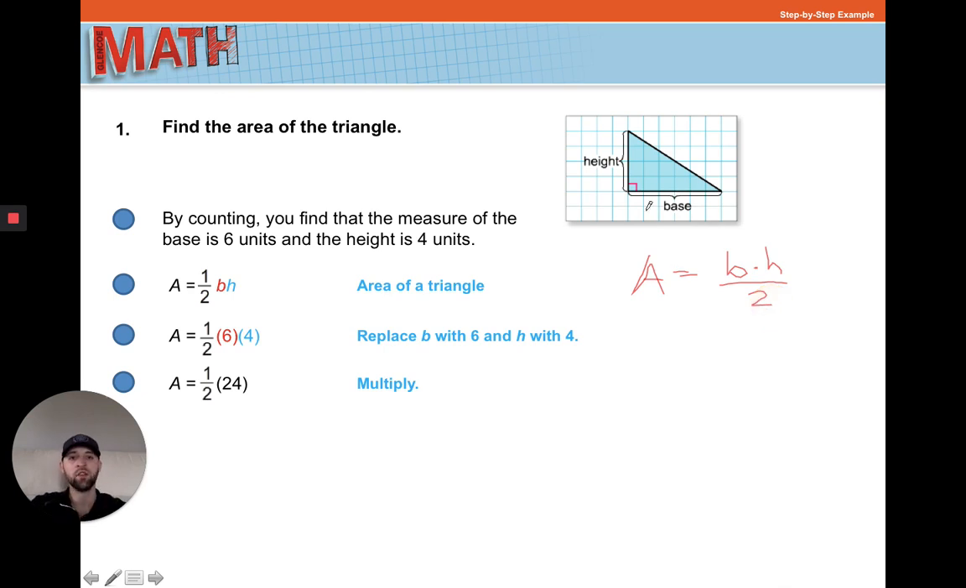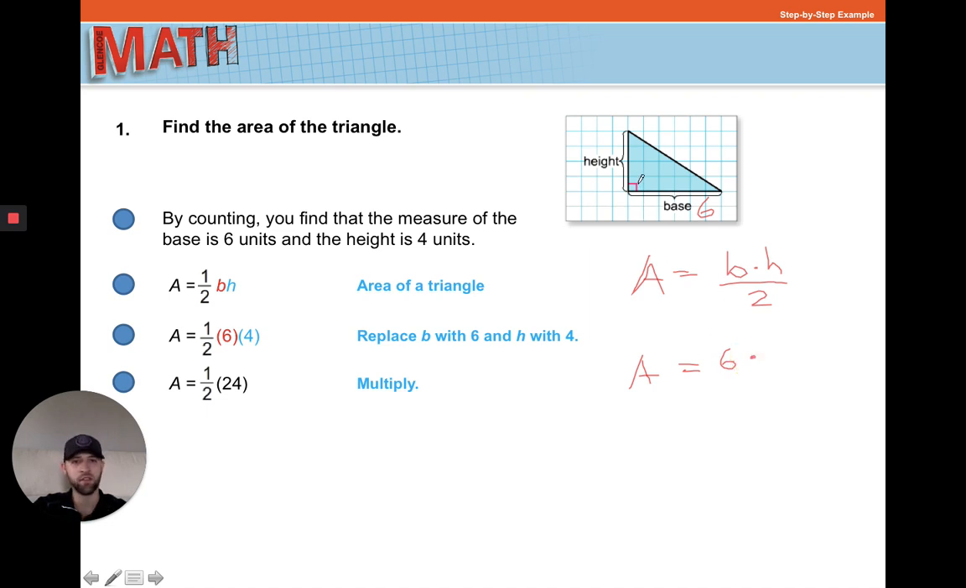All right. So we need to figure out what our base and our height are. Well, we just have to count. Okay. 1, 2, 3, 4, 5, 6. My base is 6. So I'm going to go ahead and plug that in there into my equation. So I'll plug in 6. I know it doesn't look very different between a B and a 6.